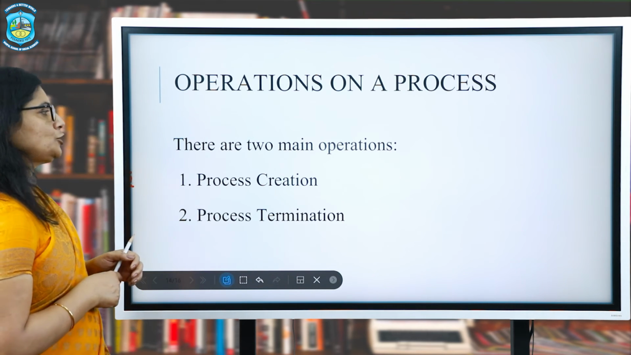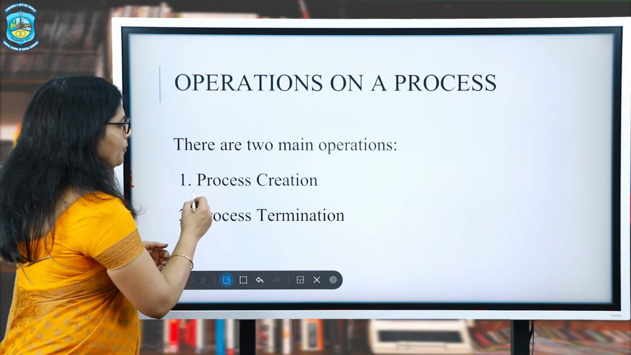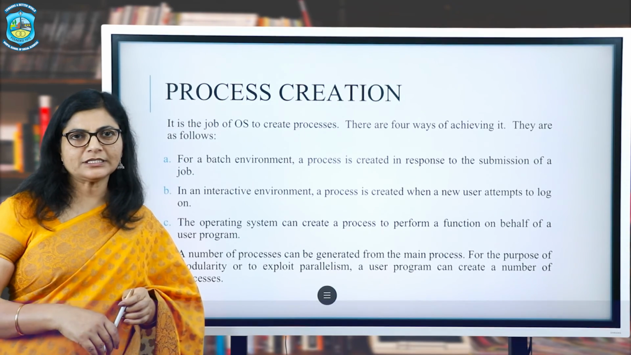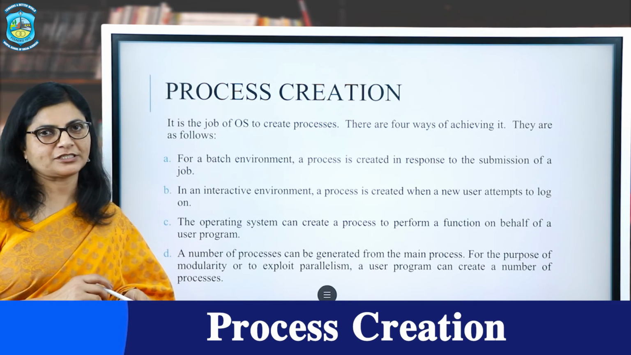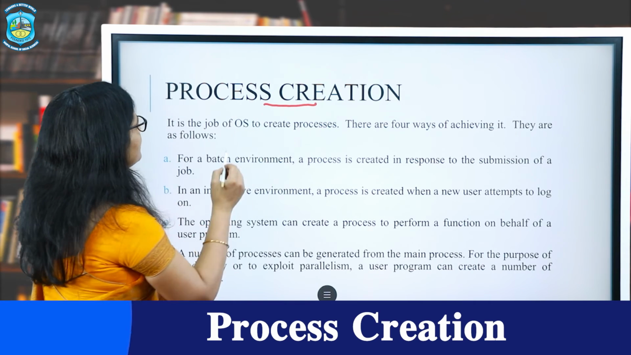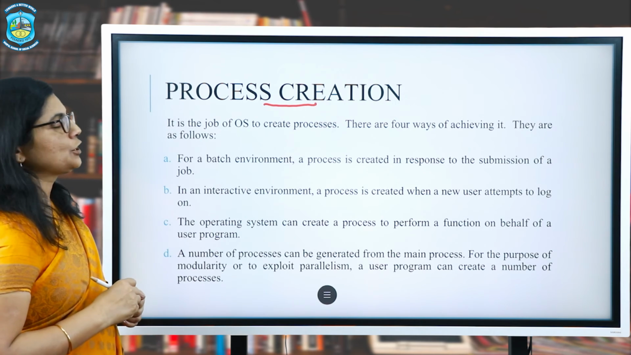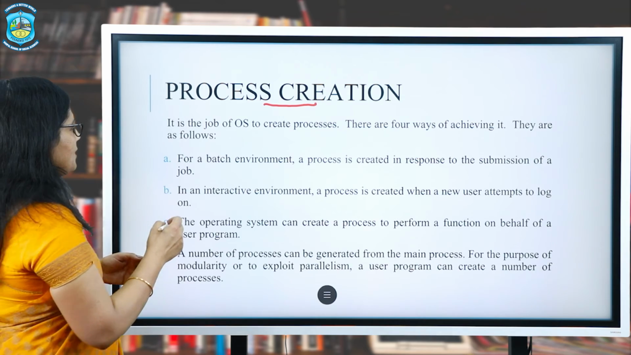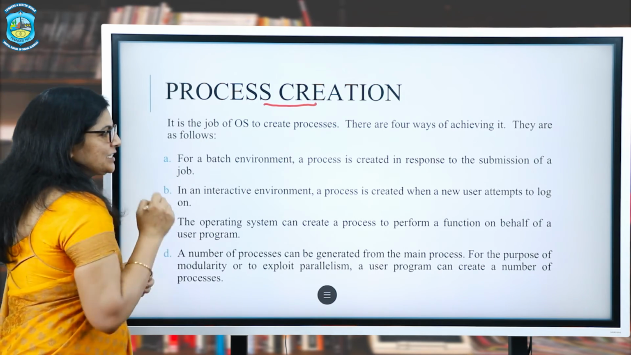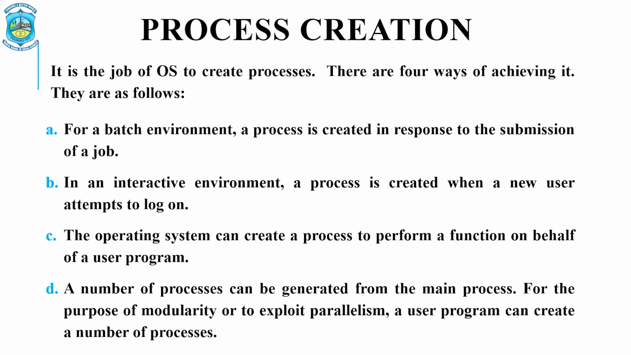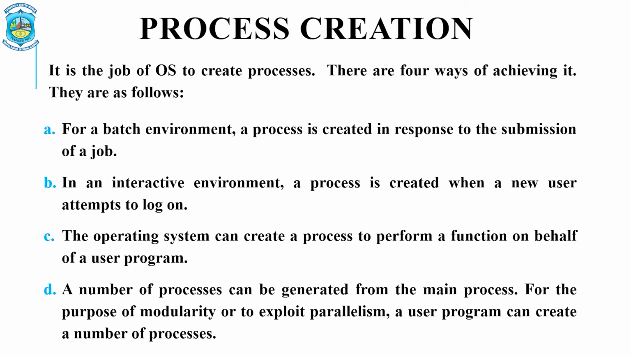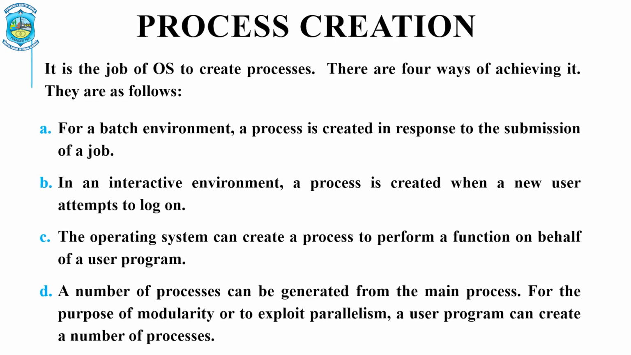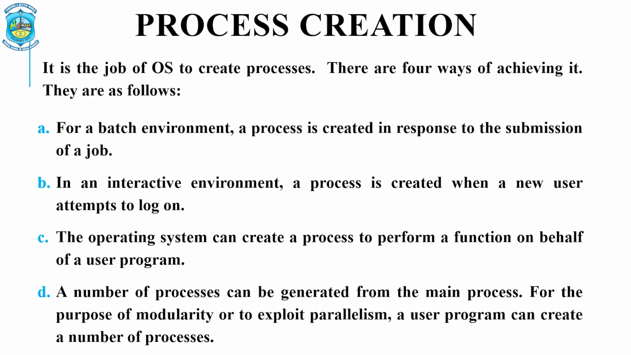out of which there are two main operations, that is process creation and process termination. So the first main operation on a process is process creation. It is the job of the operating system to create processes. There are four ways of achieving this. The first method is for a batch environment, where a process is created in response to the submission of a job. Secondly, in an interactive environment, a process is created when a new user attempts to log on.